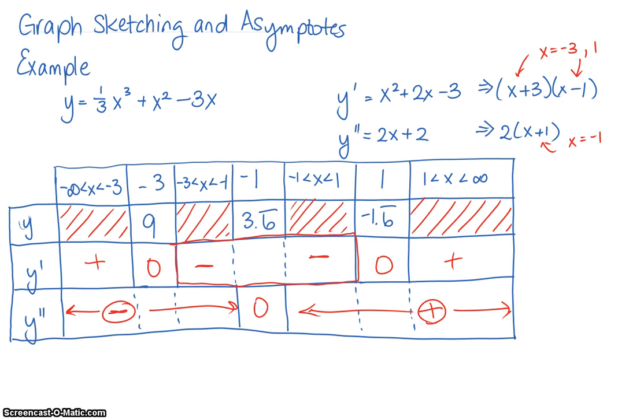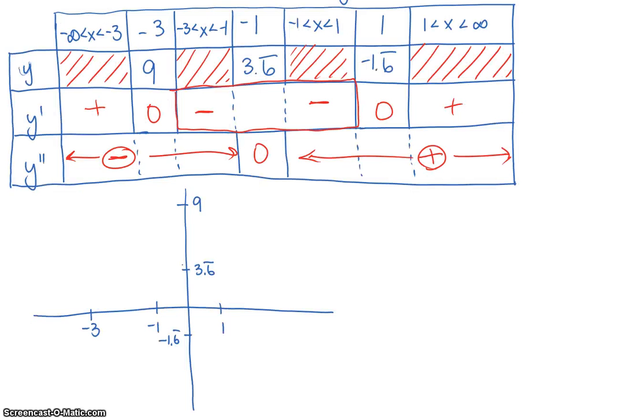Now using this information, we can draw a quick little sketch. Since we're just sketching it, I've just put onto the x and y-axis the points of interest, mainly where the min-maxes are going to occur, the inflection points, and the other min-max. So if we put a point here at negative 3 and 9, at negative 1 and 3.6, and at 1 and negative 1.6.